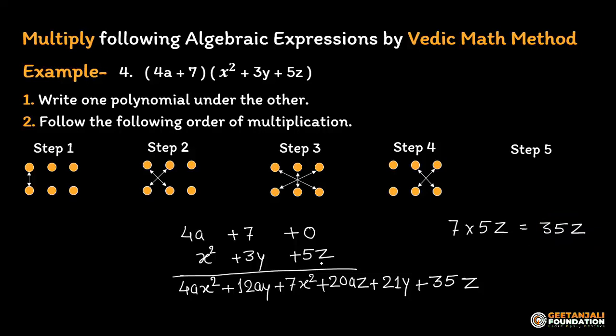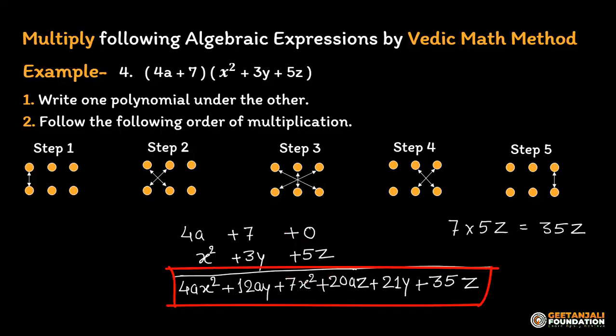Now to move to step 5. Here we will take only the last column and we will leave two left columns. So when we multiply 0 with 5z, we get 0. I am not writing it here. So this is our final answer. If there are any like terms, we can add them. But there are no like terms, so this is our final answer. We cannot further simplify it.